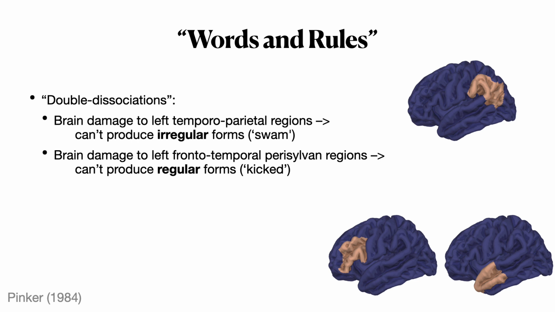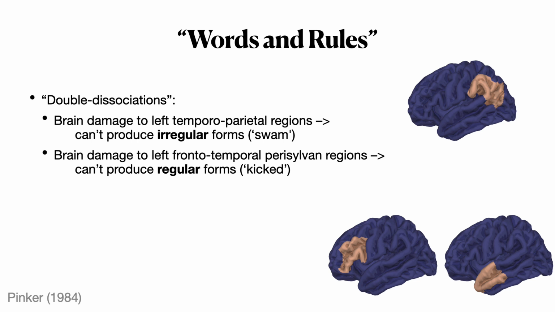So if someone has brain damage to left temporal parietal regions, which I'm showing you here on a brain map, the part that's highlighted in orange, people with brain damage here sometimes struggle with irregular forms. So they say swimmed, but not swam. This left temporal parietal region includes part of what's sometimes referred to as Wernicke's area. So you might remember our good friends Paul Broca and Carl Wernicke. This is part of Wernicke's area. Well, depending on who you ask.